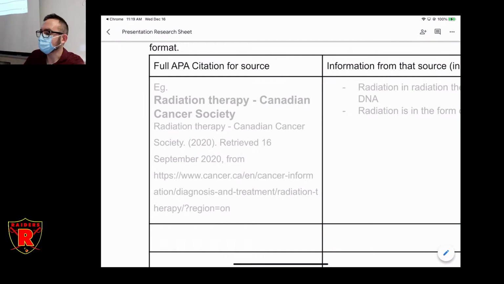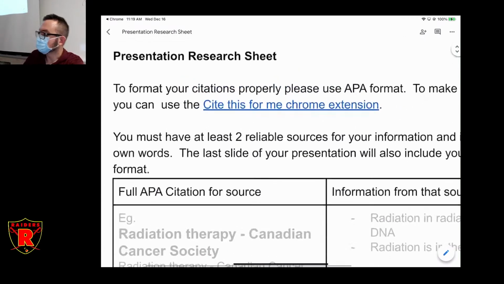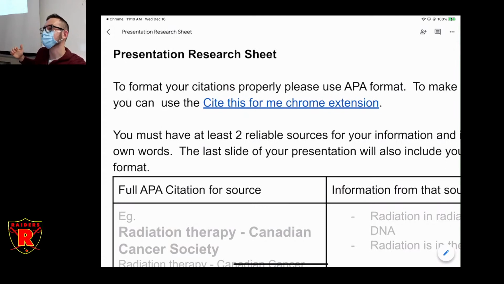If you're not sure how to do APA citation, you could try using the Cite This For Me Chrome extension. This is probably the easiest way to do it, where it's literally a button in Chrome that you click and it will give you a full APA citation for whatever website or resource you're using. If you're reading an academic article, it just cites it for you. It checks through the article for all the information and creates a citation. That's a shortcut. That's easy.